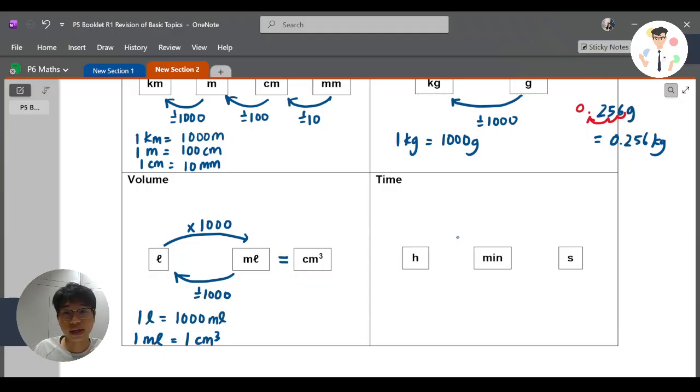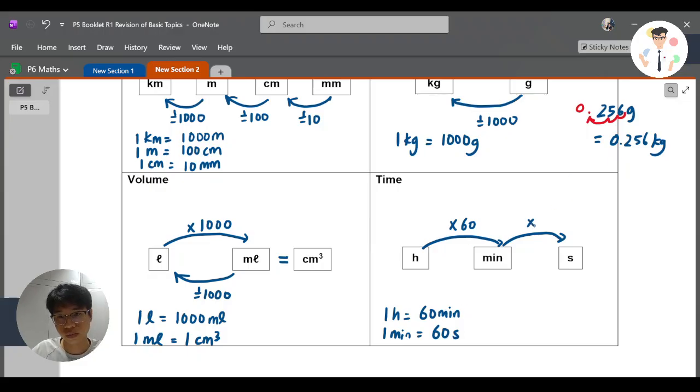Okay. Next, about time. 1 hour is equal to how many minutes? 1 hour is equal to 60 minutes. So if we want to convert minutes to seconds, 1 minute is 60 seconds. So the same thing, we will be multiplying by 60. And if you go backwards, we will divide by 60.